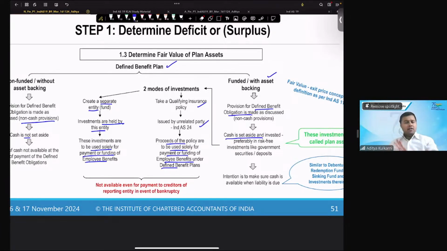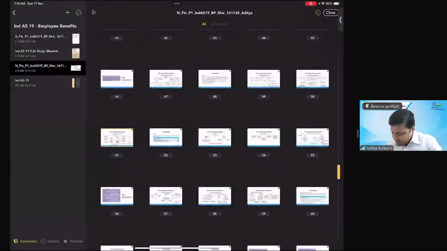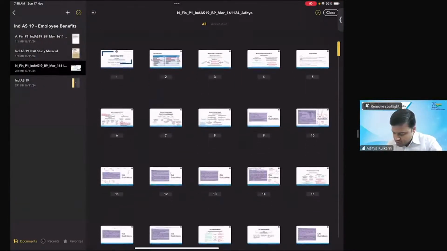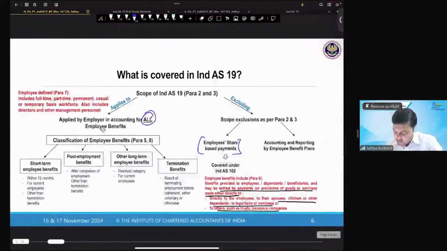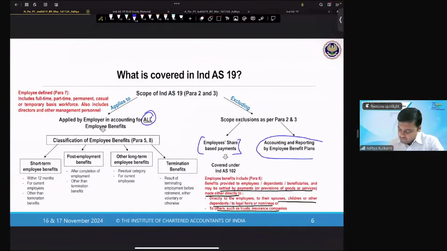Have you understood the objectives of these plan assets? Yes, sir. Now, let me just for a brief period take you to the scope. You remember the scope? I had left one point. Accounting and reporting by employee benefit plans. So what is your employee benefit plans?